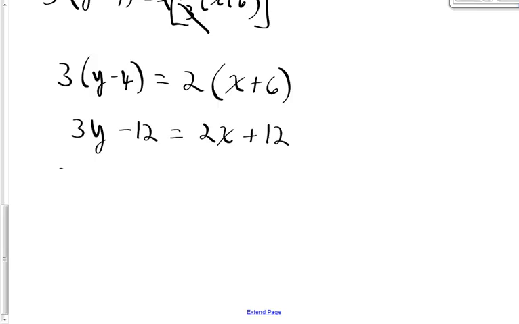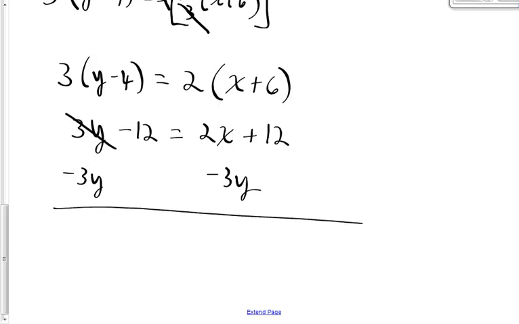So I'm going to subtract 3y from both sides so that all the variable terms will be on the right-hand side of the equation. So I subtract 3y from this side, and I subtract 3y from this side. On the left side, the 3y and the negative 3y are like terms. I get negative 12 is equal to, on the right side, those aren't like terms, so I'm just going to write 2x plus 12 minus 3y.